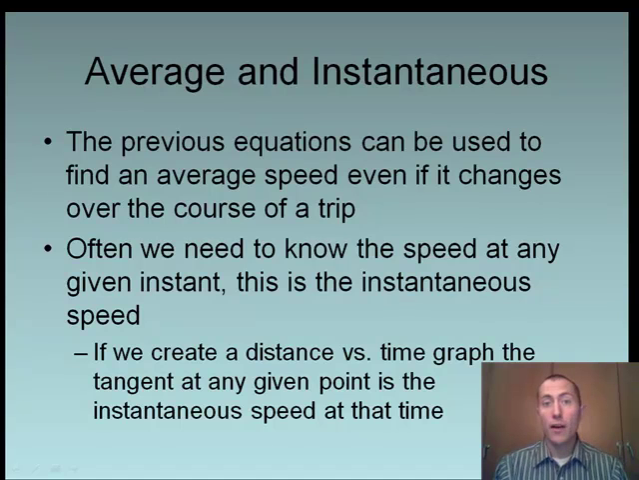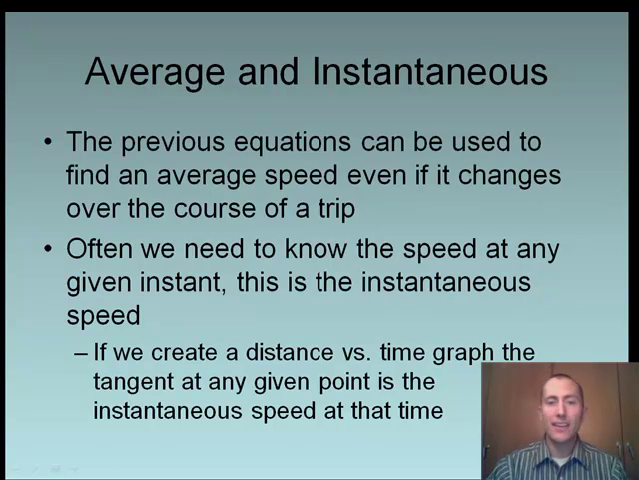You might have been traveling at 75 miles an hour at some point if you're a speeder. If there was traffic, you might have slowed down to 40 or 30 or 0 miles per hour at one point. So average looks at the whole trip. Instantaneous looks at a specific point in time. Generally, we use position time graphs or velocity time graphs or acceleration time graphs to find those instantaneous values.